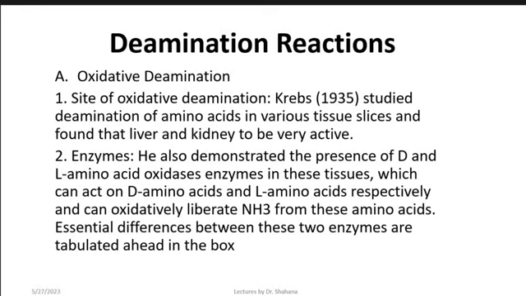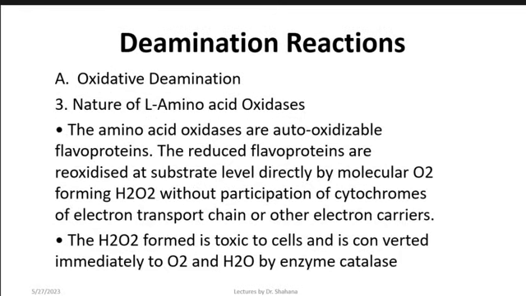Mostly two enzymes are present. These enzymes are amino acid oxidases. They are auto-oxidizable flavoproteins, meaning the oxidation is automatic, depending upon the presence of amino acids. The reduced flavoproteins are reoxidized directly by molecular oxygen, forming hydrogen peroxide without any involvement of the cytochromes of the electron transport chain or electron carriers. They work on their own.